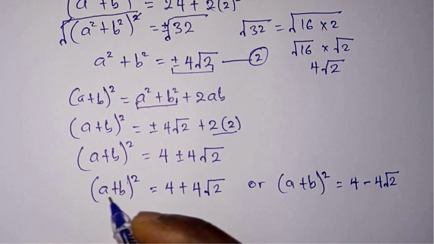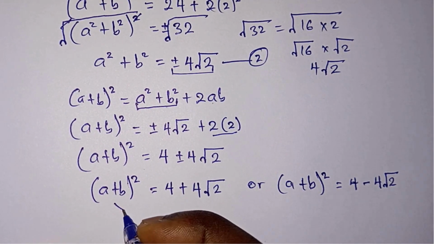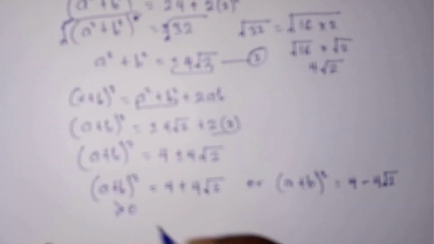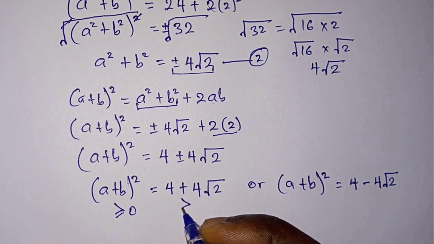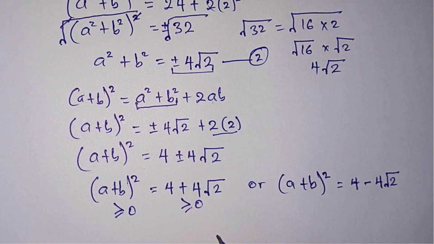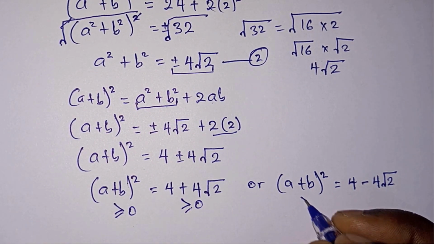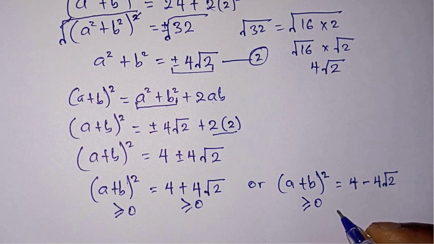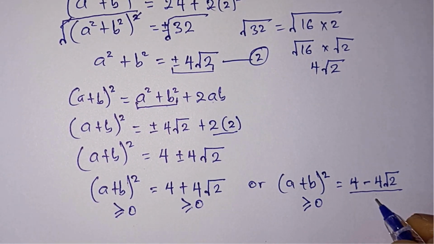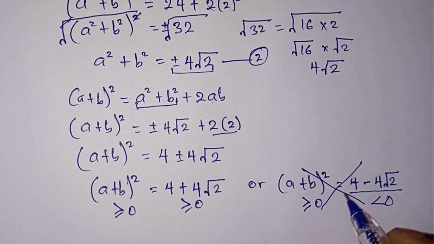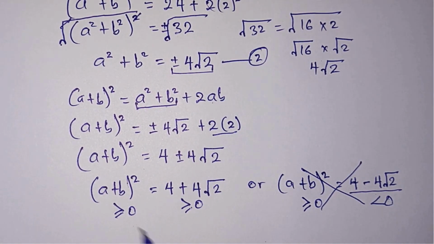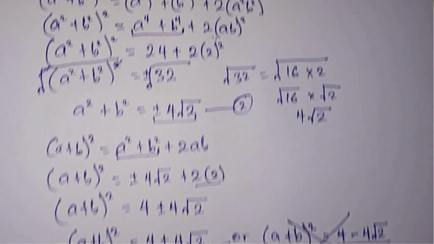Now, a plus b all squared is always greater than or equal to 0. On the right-hand side, this is also true. This is greater than or equal to 0 as well, so this is a true statement. But from this other equation, the right-hand side is less than 0, meaning this statement is false. So we won't consider this equation. Therefore, let's pay attention to this one.